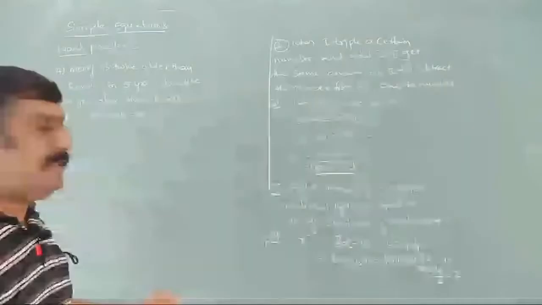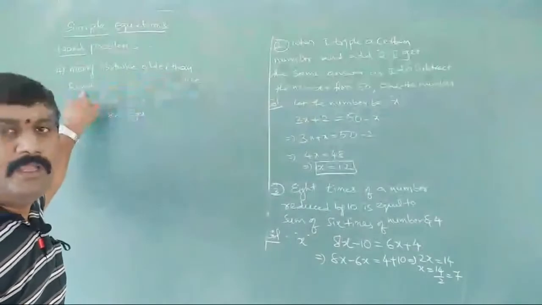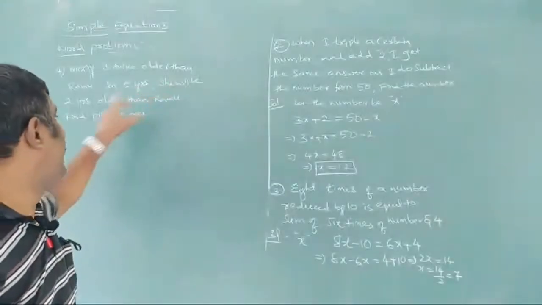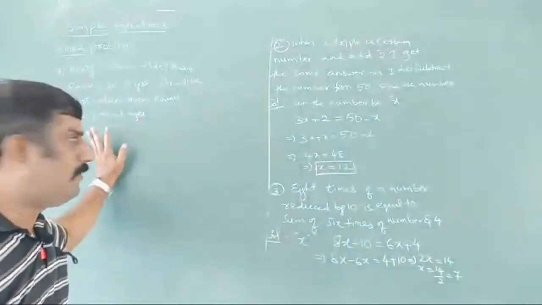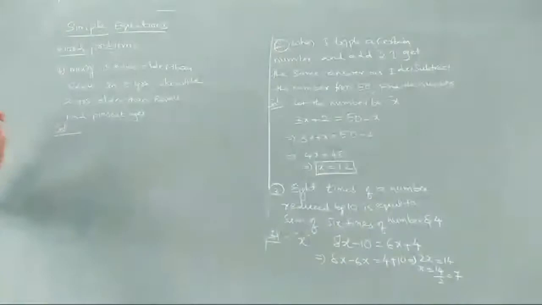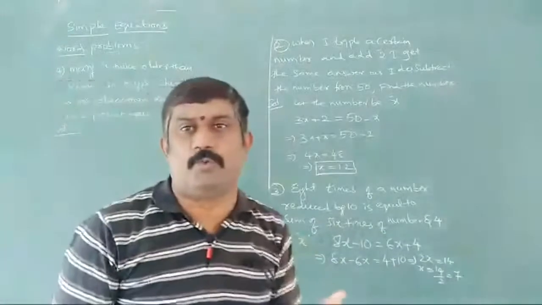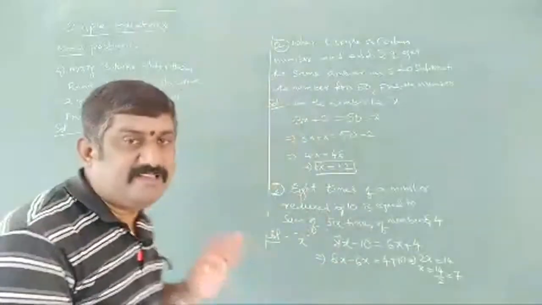Next, one more problem I take here. Mary is twice older than Ramu. In 5 years, she will be 2 years older than Ramu. Find present ages. Very simple problem. Assuming, and already we discussed here, who is comparing with whom? Mary is comparing with Ramu. So assume Ramu as x.